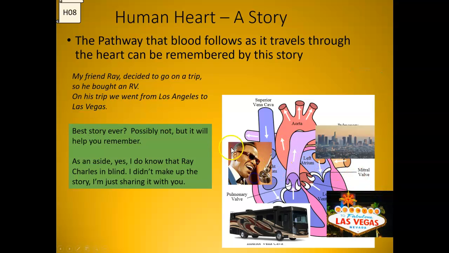So Ray bought an RV, went from LA to Las Vegas, right? So you can kind of see the progression of the story. RA, RV, LA, LV, right?